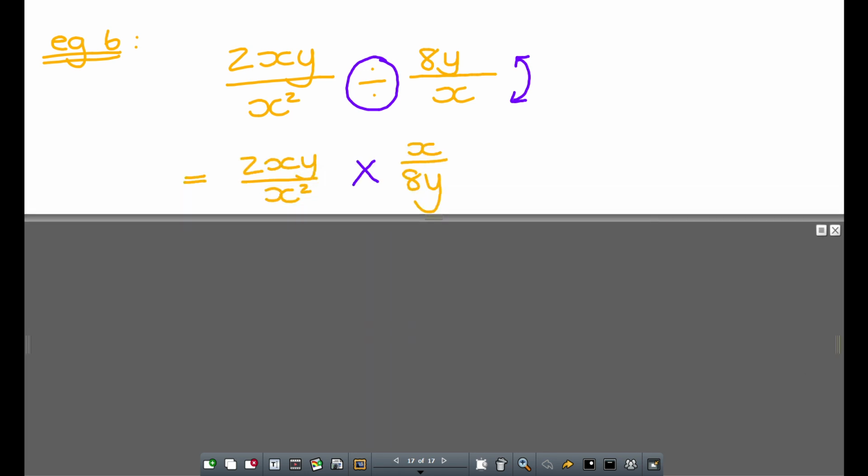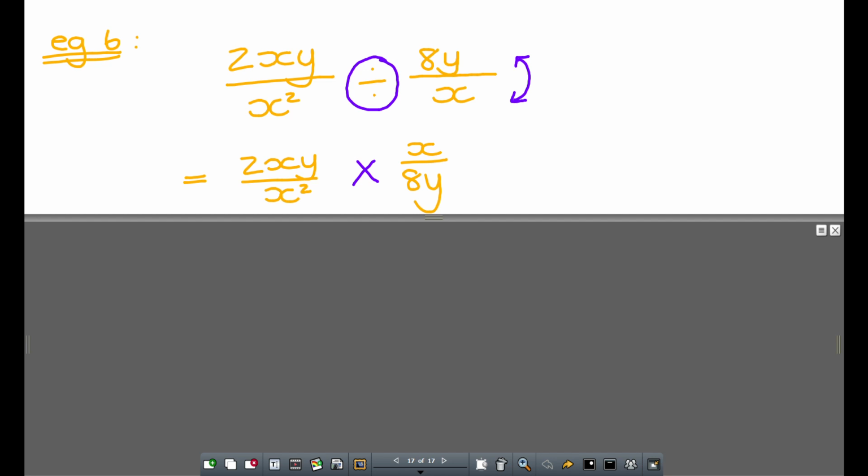Okay, so have a look. Can you see that it was 8y over x? And if I swap it, it becomes x over 8y. And why did I do that? Because the division sign became a multiplication sign. And now I can go and cancel out.